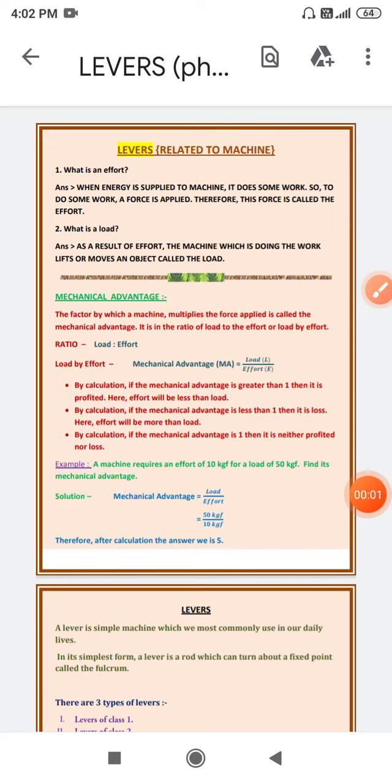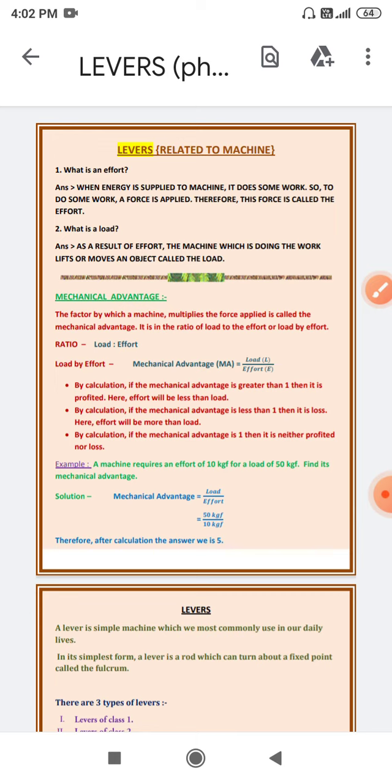Hello everyone. Today I've come with a lesson in physics on levers, and to know levers, at first you have to know about machines. To know this, you have to know the basic three concepts, which you can relate to on the screen that I am presenting and showing you.